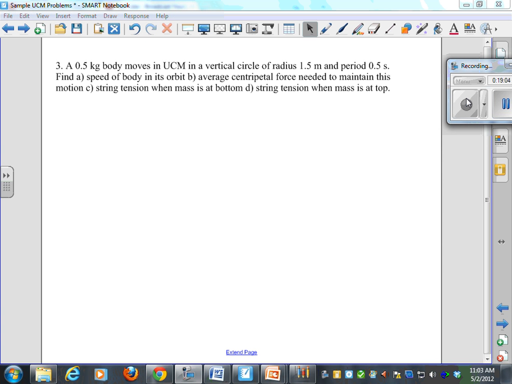Do you guys have the sample questions from yesterday? No. Can you find sample number 3, which is a vertical circle 1?